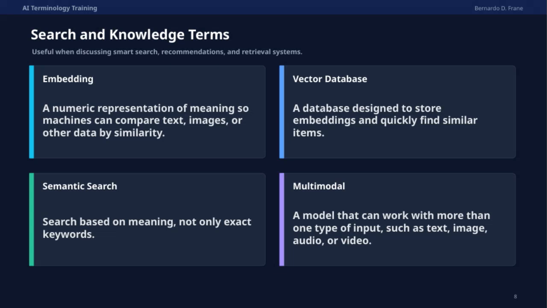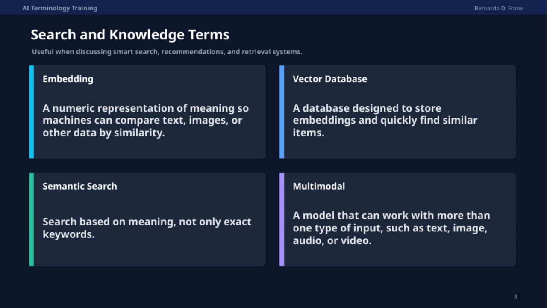Now, let's take a look at some key concepts that are transforming how machines understand and process data. First, we have the idea of a model that can handle multiple types of input, like text, images, audio, or video. This is what we call a multimodal model. It allows systems to analyze and interpret different kinds of data simultaneously, making them much more versatile and intelligent.